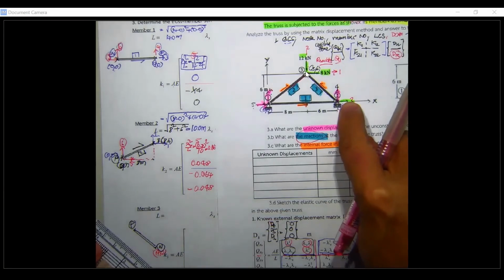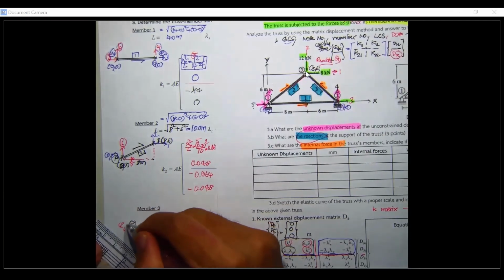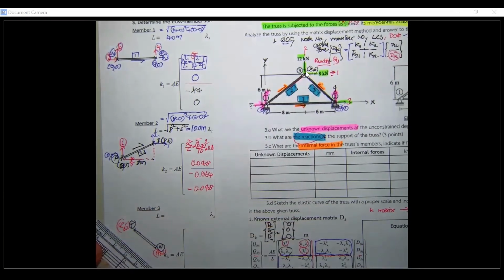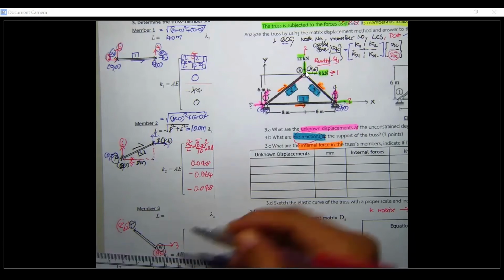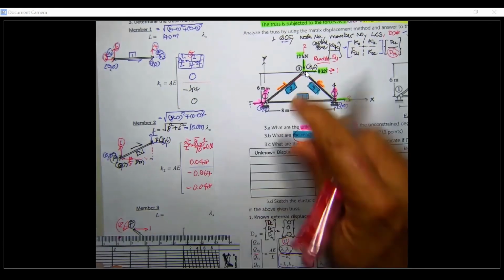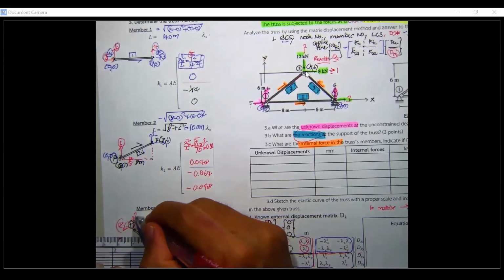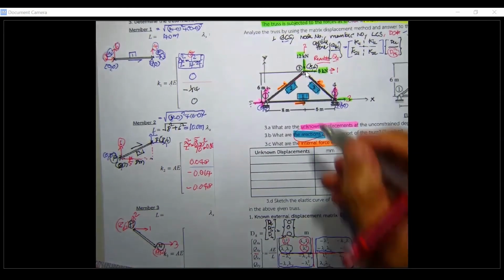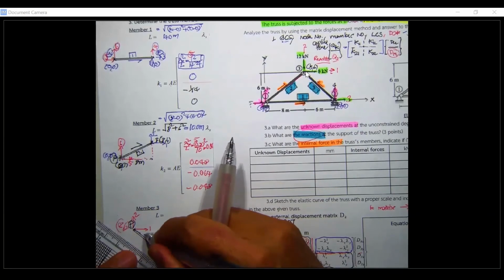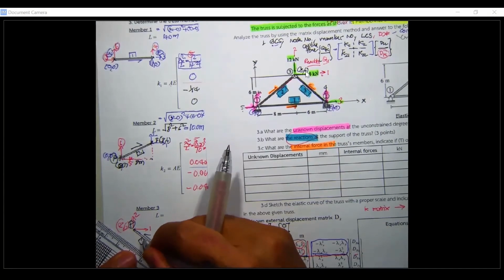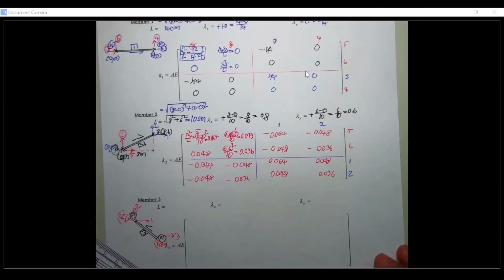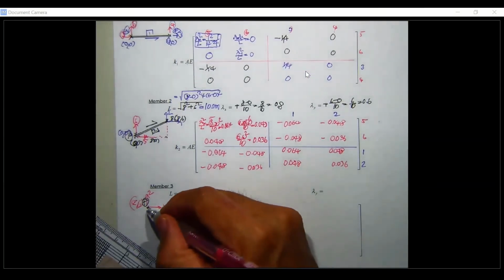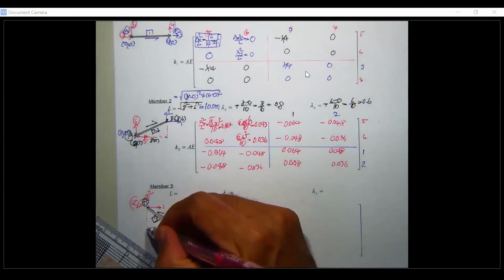14, 0, and here 8, 6. Okay, and then you have this one for number 3, this one for number 1, and the degree of freedom number 2, and this is the local coordinate of this member. Now you take this one out and, based upon this, you will have this one.